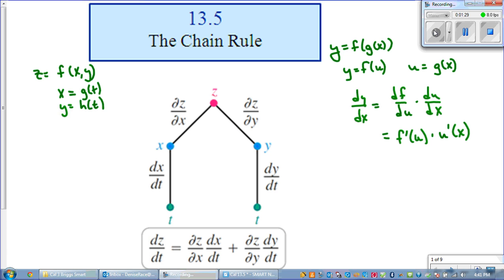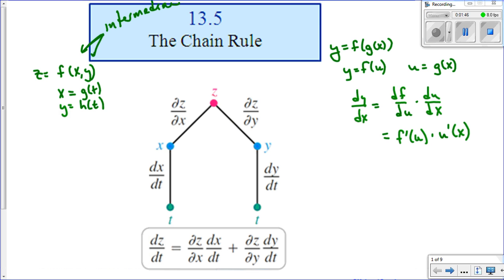So what we need to do is figure out how we find the derivative of that function z, where you have x and y both depending on another independent variable t. Now the x and the y here are called intermediate variables. The z is your dependent variable, and your t is your single independent variable.